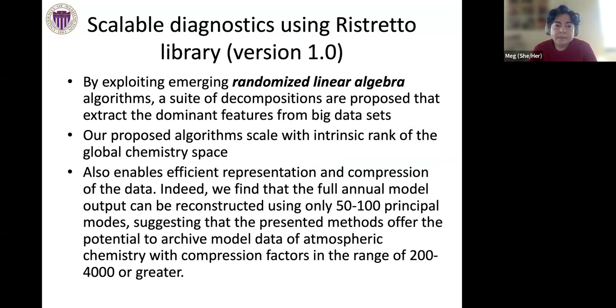By exploiting randomized linear algebra algorithms, a suite of decompositions are proposed to extract the dominant features from the big data sets.